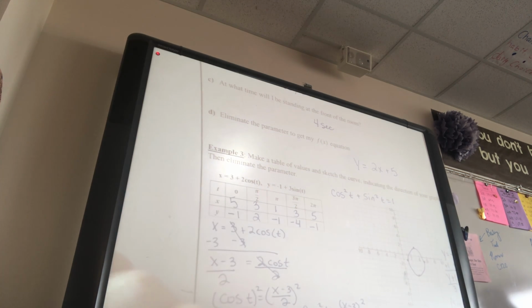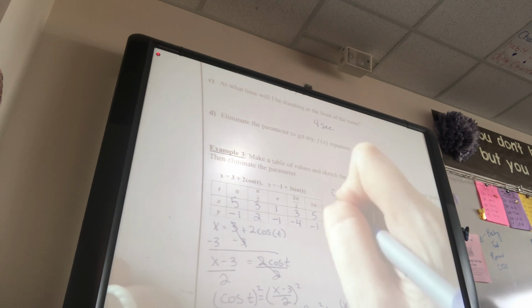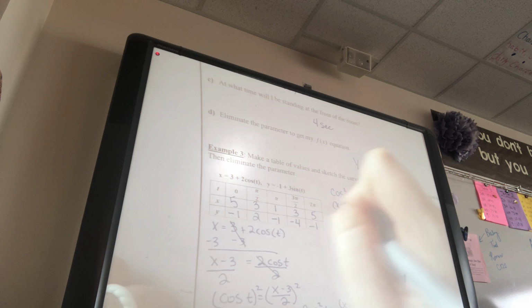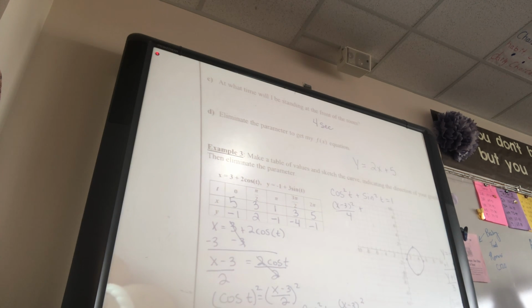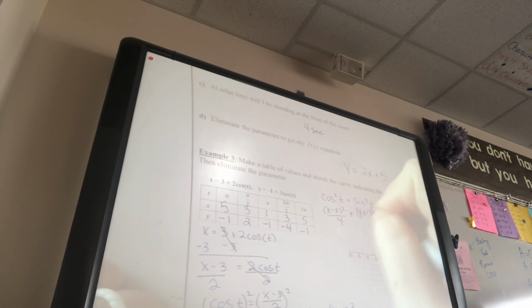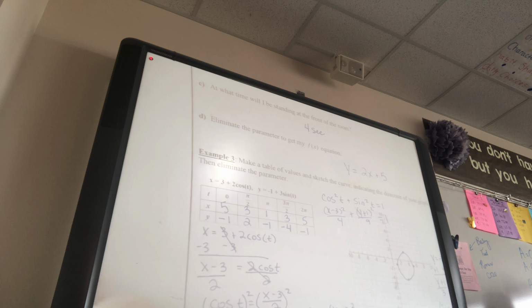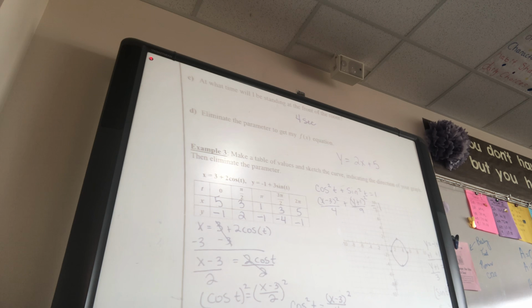What is cosine squared? (x minus 3) squared over 4. Plus, well, what is sine squared? (y plus 1) squared over 9. And ellipses are always equal to 1s. These are like Lego pieces. Pythagorean identities and unit circles and conic sections and parametric equations all connect? No way! It's an ellipse.